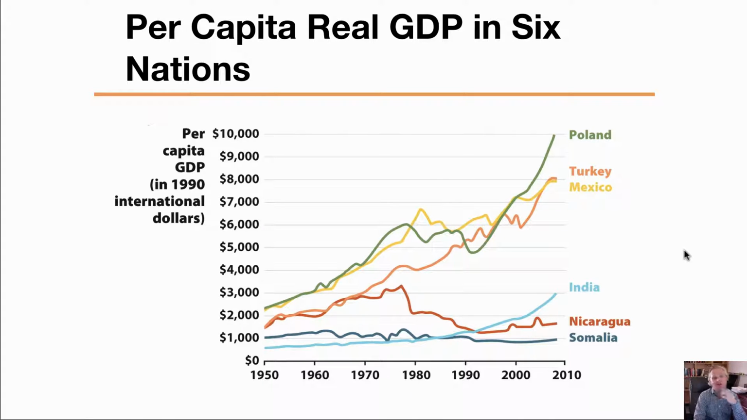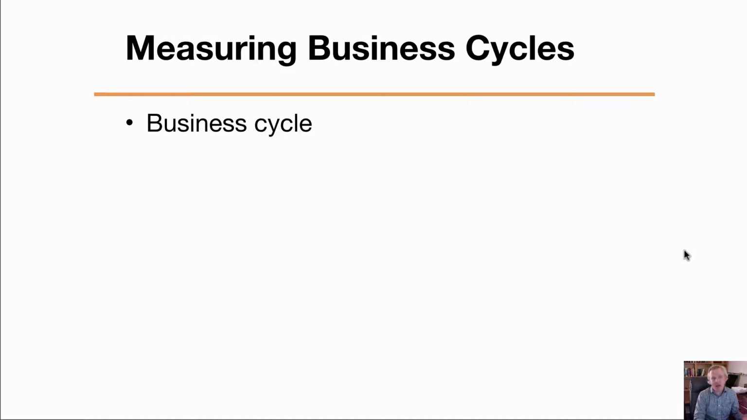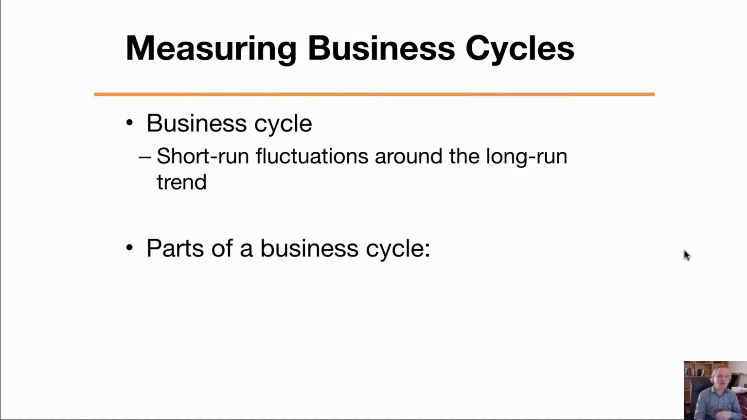Another thing that we use GDP for, besides just growth rates, is thinking about something called the business cycle. And the business cycle is really this ebb and flow of the economy: it expands, and then sometimes it overshoots, and then there's a contraction. That's the business cycle. So it's this short-run fluctuation around a long-run trend.